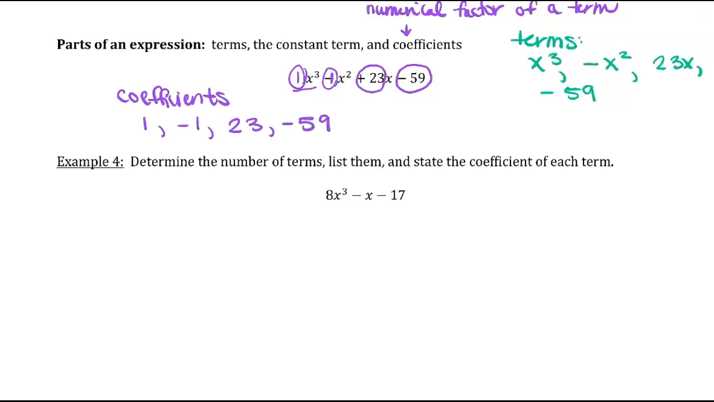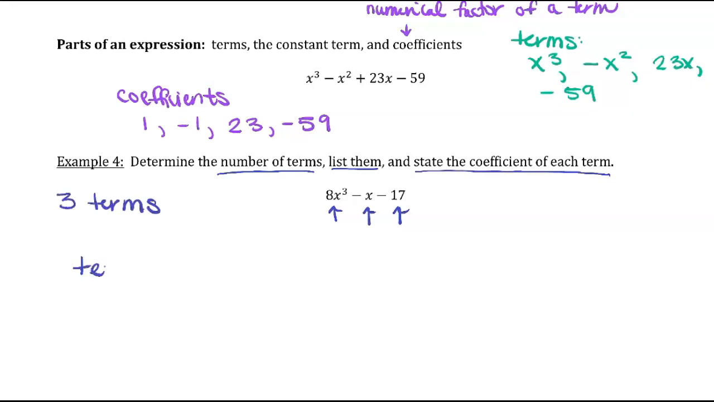Let's look at example 4. In example 4, we need to determine the number of terms, list them out, and then state the coefficient of each term. A quick check shows us that we have 1, 2, 3 terms.